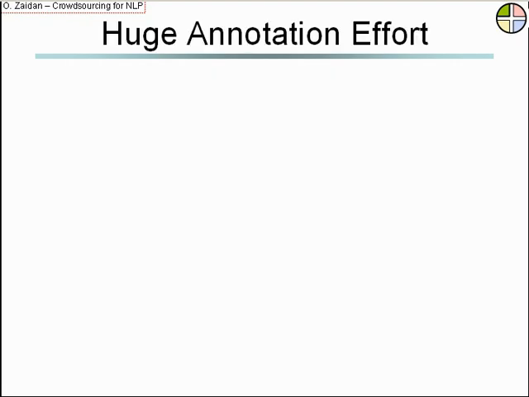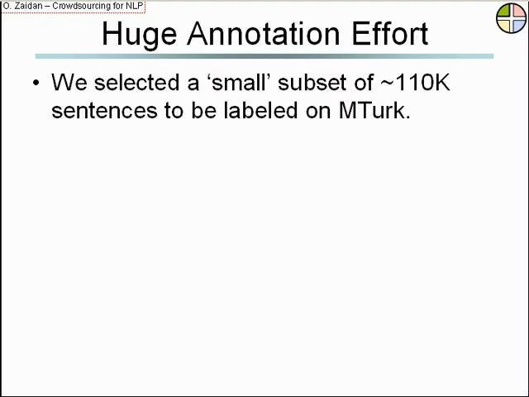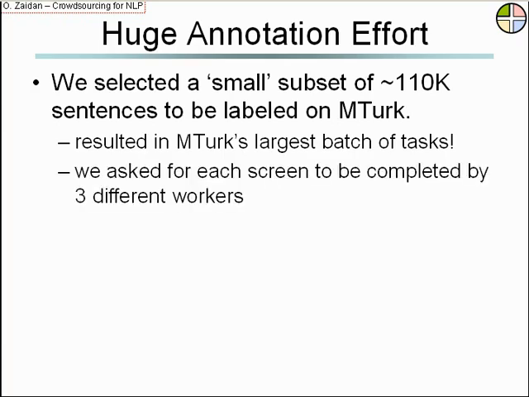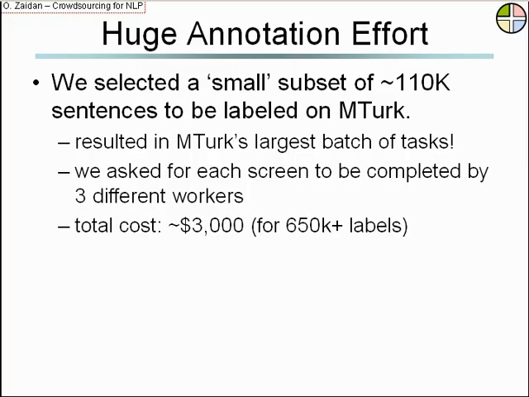And at the time, we picked a relatively small subset from the AOC of about 100,000 sentences and had them labeled on Mechanical Turk. At the time, this resulted in Mechanical Turk's largest batch of tasks. We asked for each screen to be completed by 3 different workers. That is, each Arabic sentence had a dialect label on it from 3 different annotators. The total cost for our data collection effort was about $3,000, which is amazing because we managed to get over 600,000 labels. So that's a really great rate.